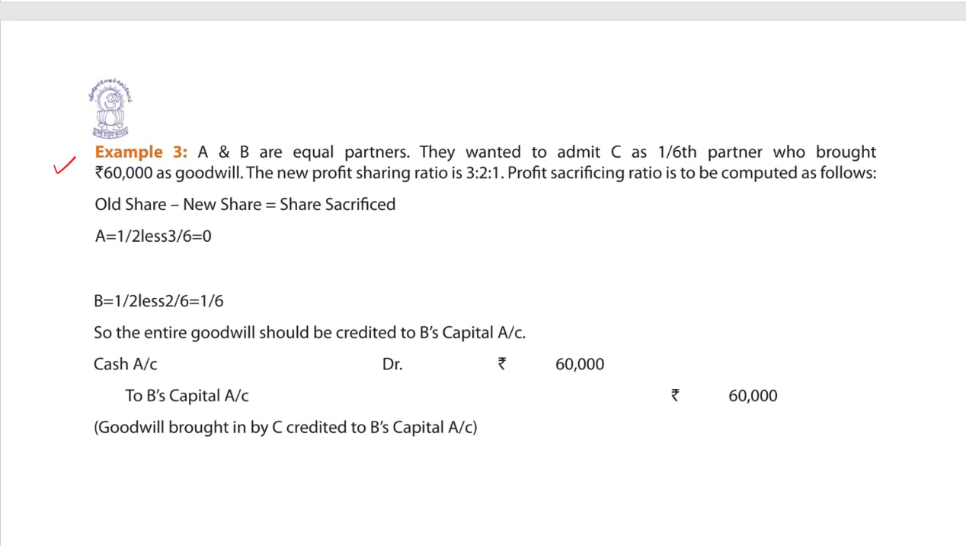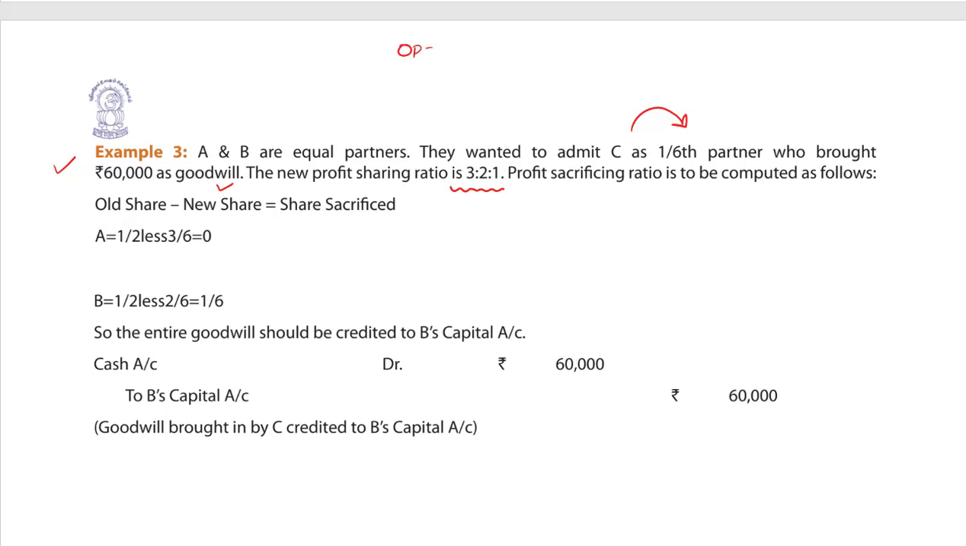Example 3. A and B are equal partners. They admit C for a 1/6 share, who brought 60,000 as goodwill. The new profit sharing ratio is 3:2:1.